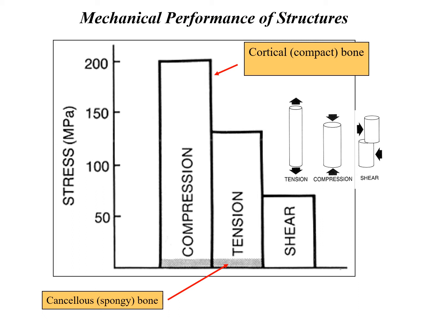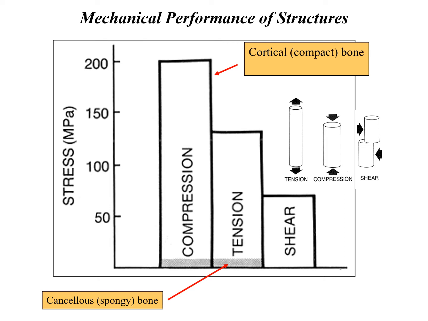The amount of stress a material can take before it reaches the yield point or the ultimate failure point depends on how the stress is applied, which type of stress, which is illustrated here for cortical bone. So the bone can withstand much greater stress when loaded in compression than in tension, and yet greater stress when loaded in tension than in shear.